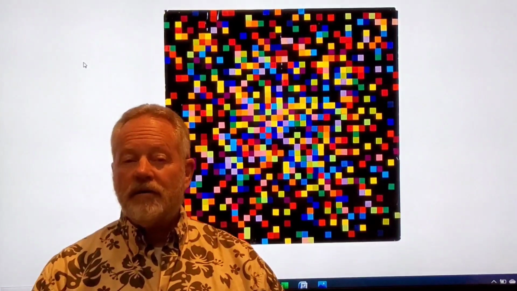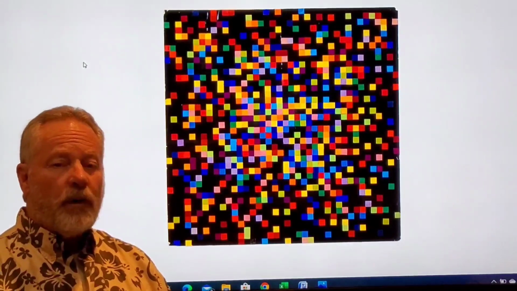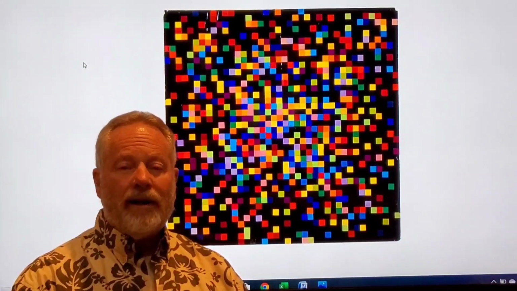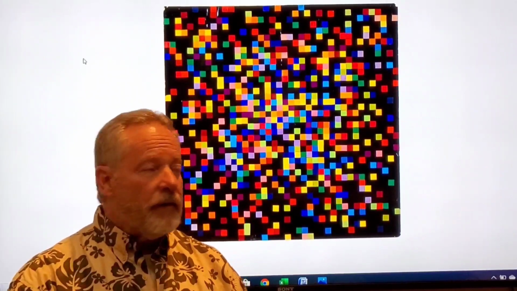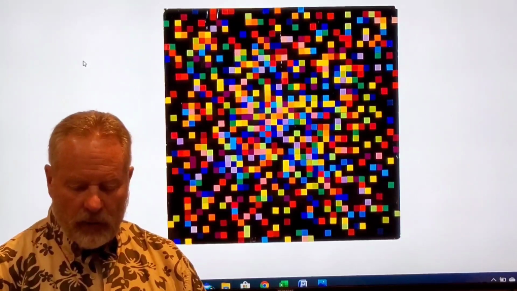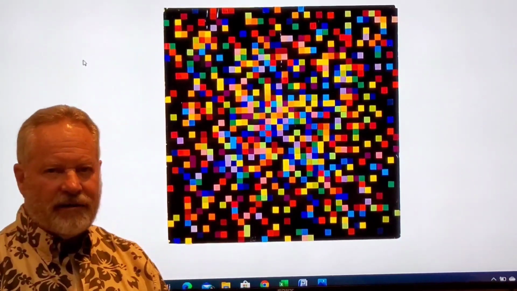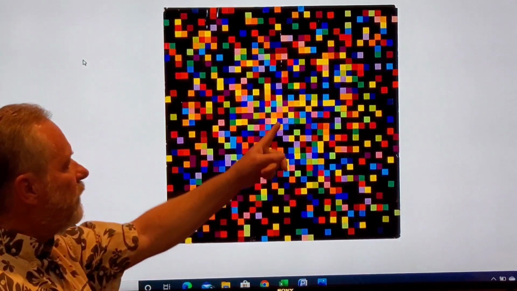The first element of design we're going to talk about is focal point. It's sometimes referred to as emphasis, but what it is, it's where your eye is drawn into the composition. Now, this is a composition by Ellsworth Kelly, and he called it Spectrum Colors Arranged by Chance. Although I don't think there was much chance in it, because there is a focal point.